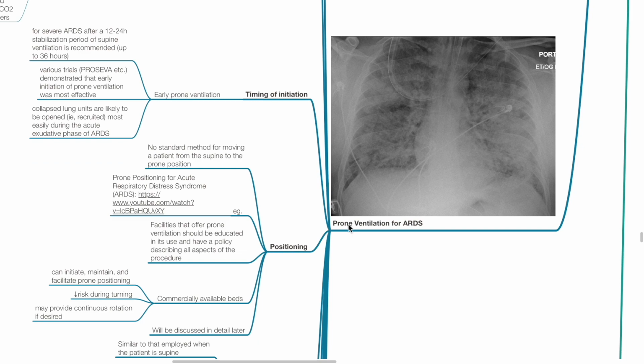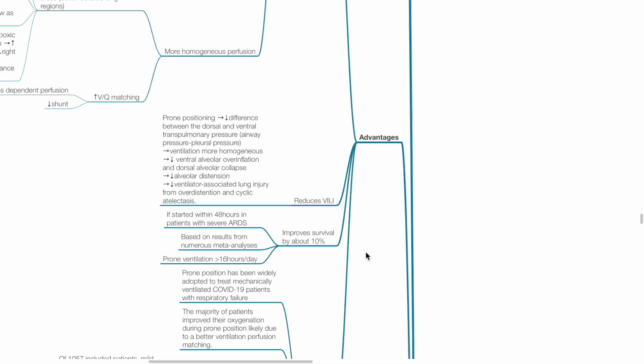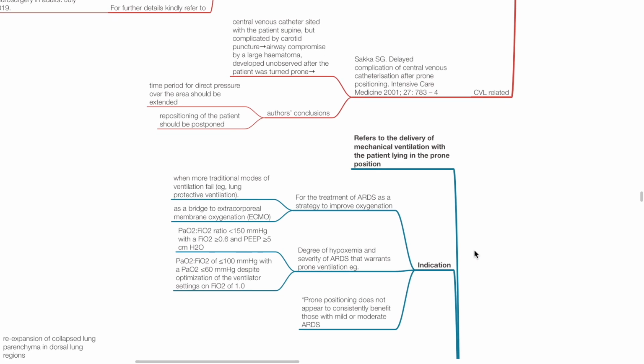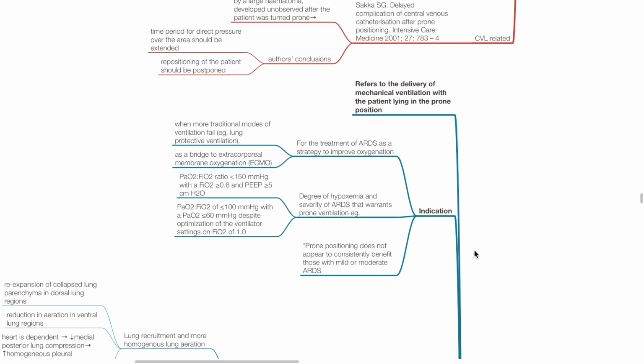Prone ventilation for ARDS. This refers to the delivery of mechanical ventilation with the patient lying in the prone position. Indications: for treatment of ARDS as a strategy to improve oxygenation when more traditional modes of ventilation have failed, such as lung protective ventilation. It may be used as a bridge to extracorporeal membrane oxygenation.